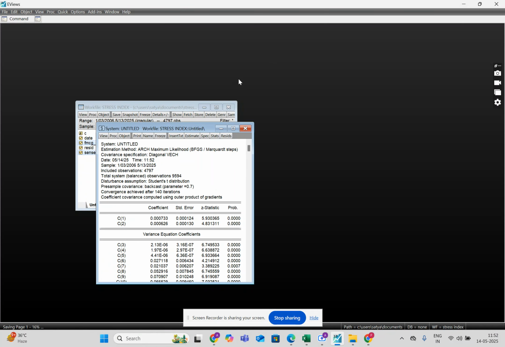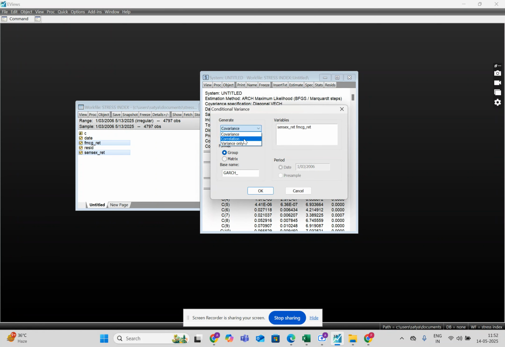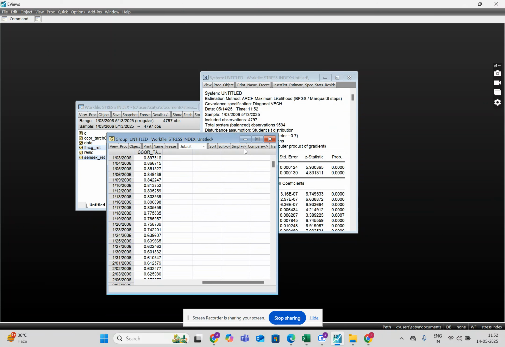Okay. We actually don't need this. We just need the CCOR. So we go to make conditional covariance. We go to correlation. We write CCOR in a TARCH form. Okay. And we save it.